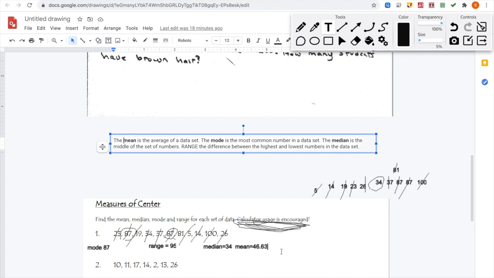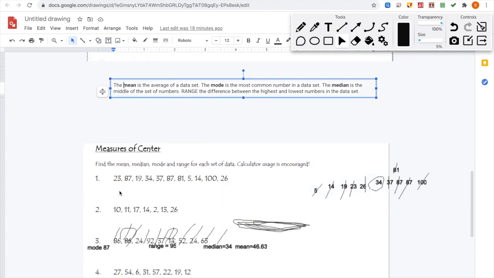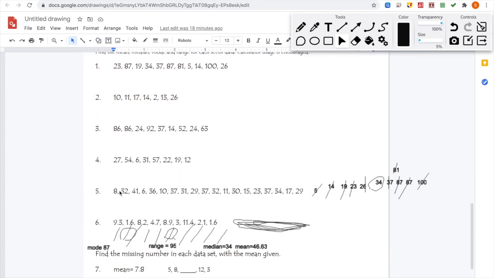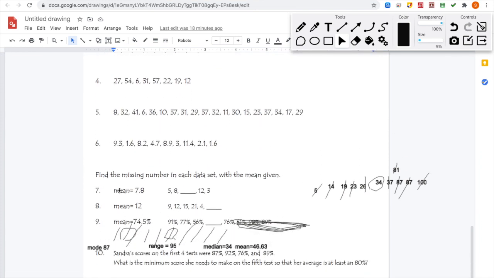So that's all we need to do. And you're going to do the same thing for number 2, number 3, number 4, number 5, number 6.